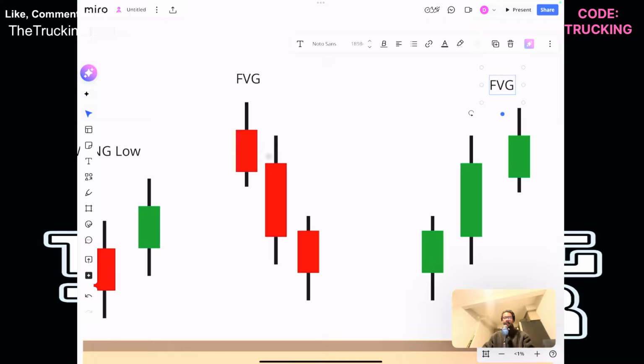So we first need to find, it's a 3-candle pattern. We need to find our big candle that's going to be in the middle. Not our big wick, but the body, right? We need to find a big candle that's going to be in the middle.